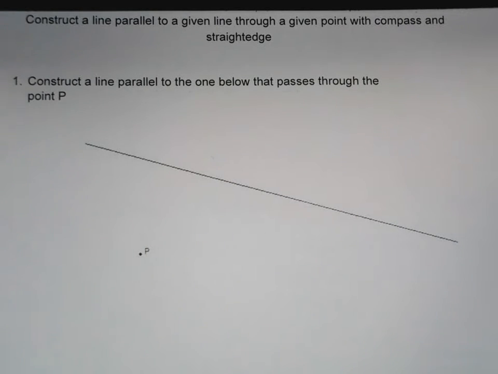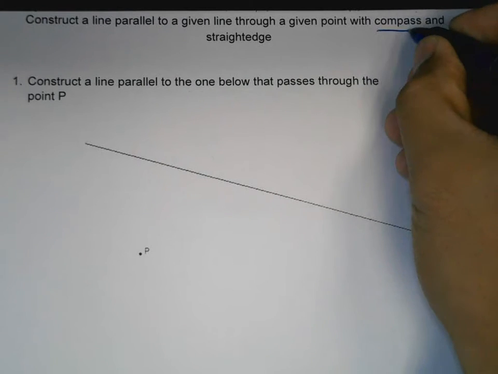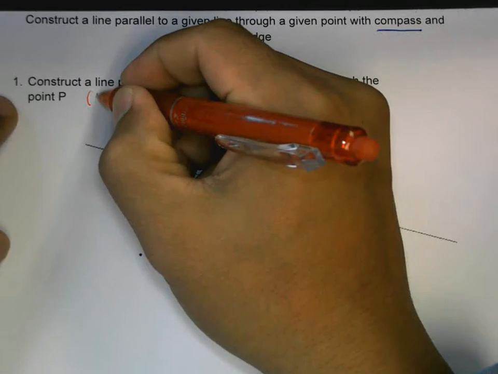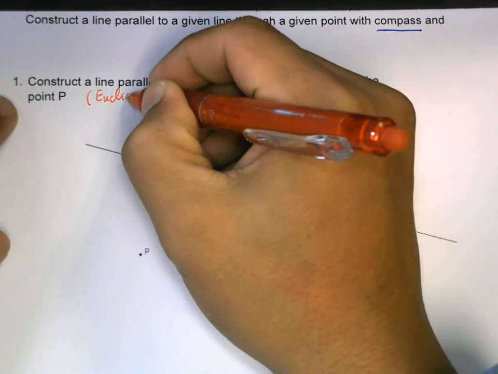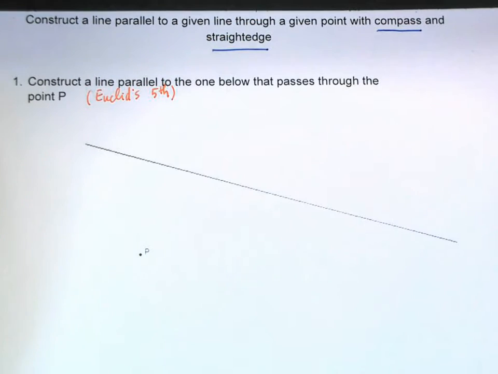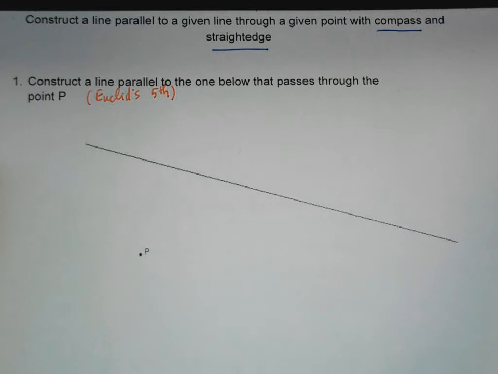And remember, we want to do our constructions here with the only tools in our hands being a compass and a straight edge. Those are the only two things that we really should be using for these constructions. So this question asks, construct a line parallel to the one below that passes through point P. This is really an illustration of Euclid's fifth postulate, and we'll see that once we complete this construction and prove why it's true.